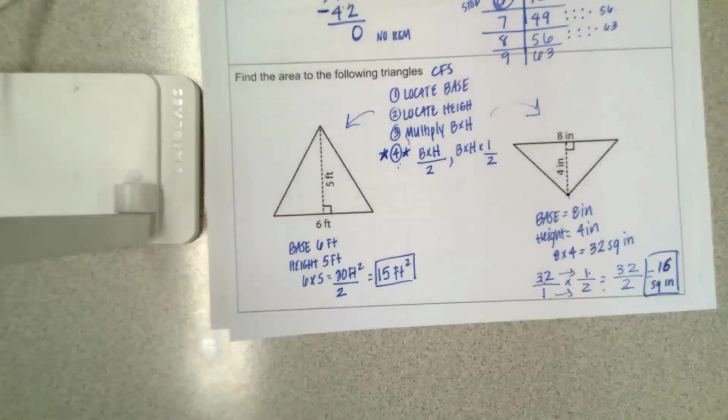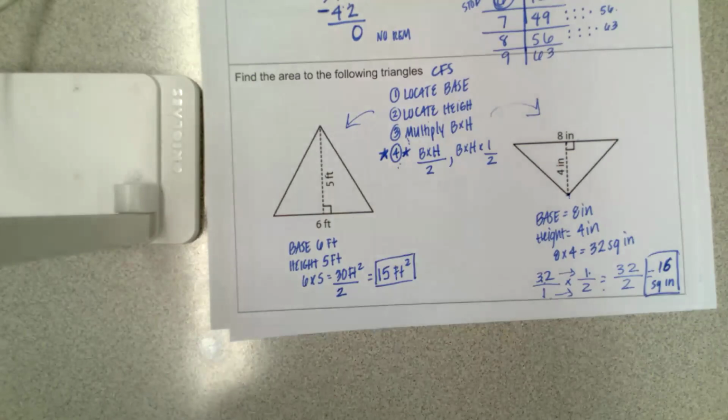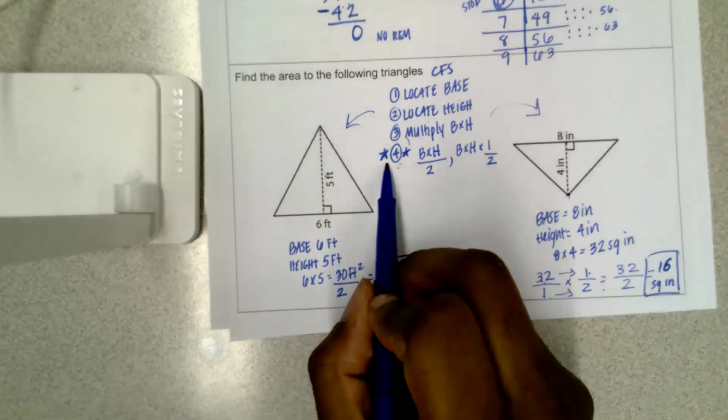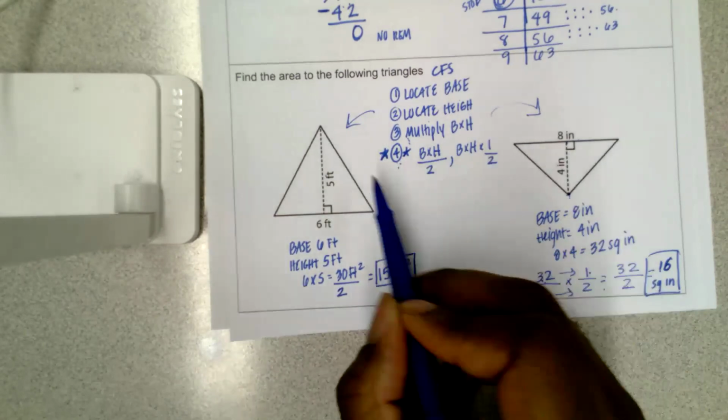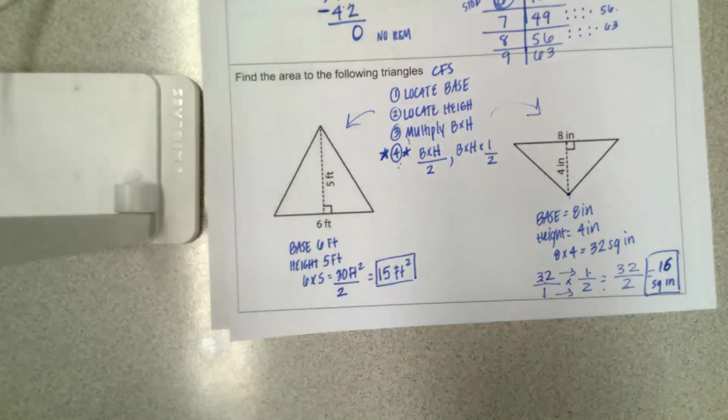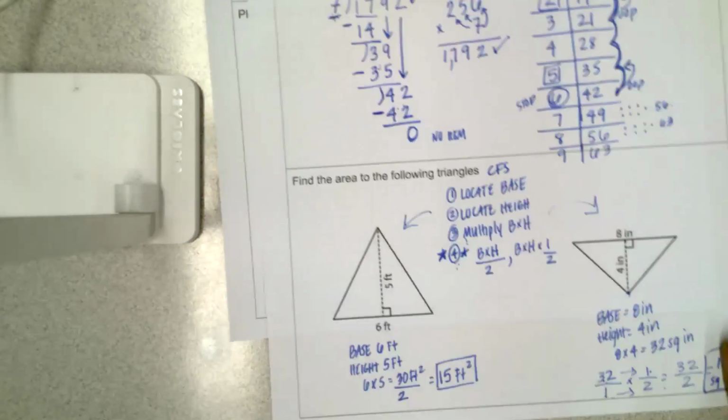Go ahead and pause that. Make sure you rewind if you need to. I want to see all the notes. I'm specifically looking for this because we keep forgetting that this exists when we are finding the area of a triangle. All right, let's move forward.